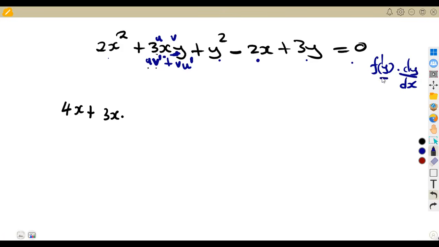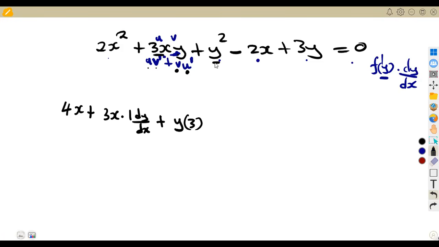So y, its derivative is going to be a 1. So that's 1 times dy/dx, all right? Plus our v, which is y. So this time we take it as it is. The derivative of u, which is 3x, the derivative of 3x is going to give us a 3.